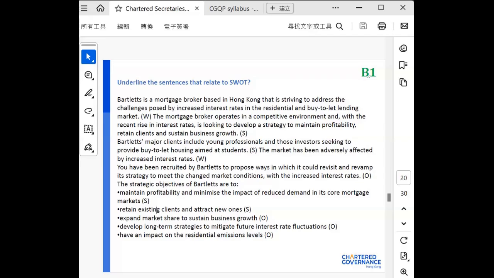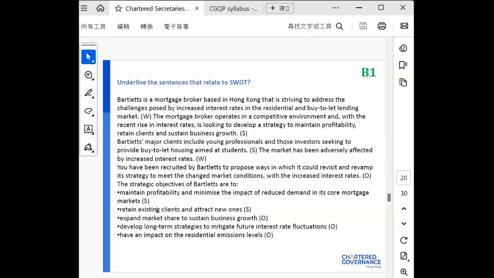And they have the potential to develop innovative mortgage products. So that's a new opportunity. And they have to expand environmental consciousness to attract sustainability-focused clients. So again, this is opportunity. Threats: Ballard operates in a competitive environment, with increasing interest rates. So all these are threats.